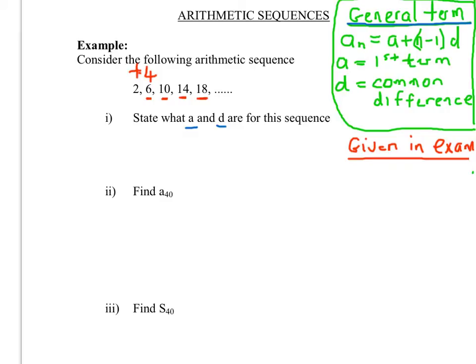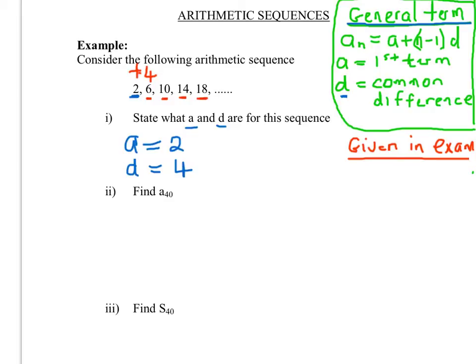So if we go back here to our sequence, a is the first term, so a in this case is equal to 2. It tells me here that d is the common difference. And the common difference is the number that you add to the previous term to get the next term. So d in this case is equal to 4. And that's part 1 answered.